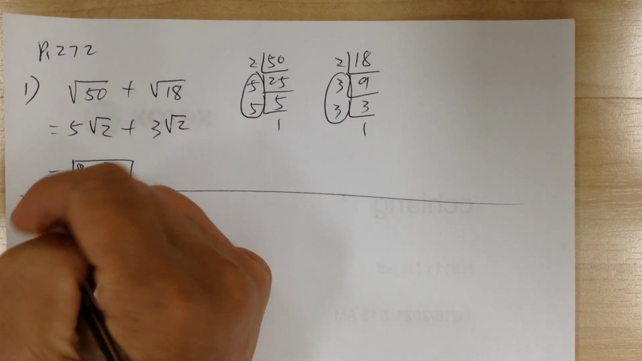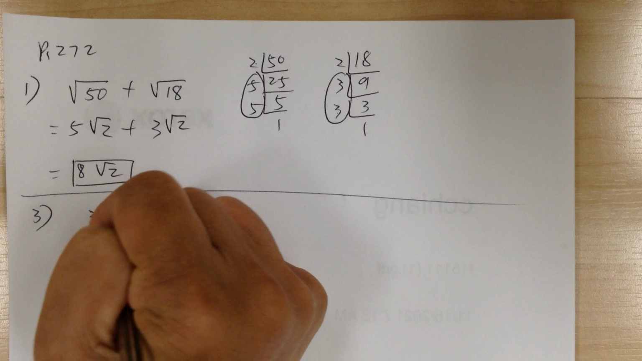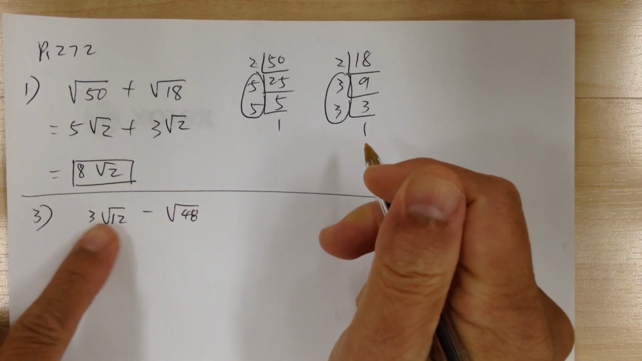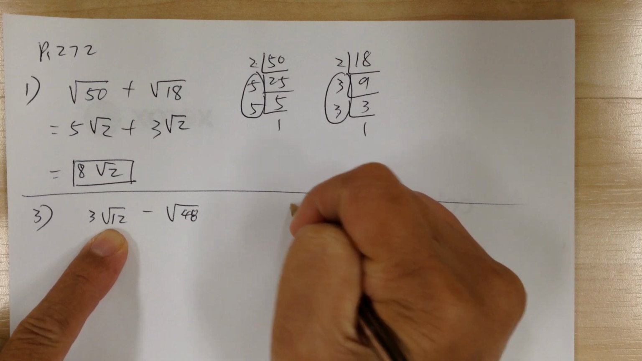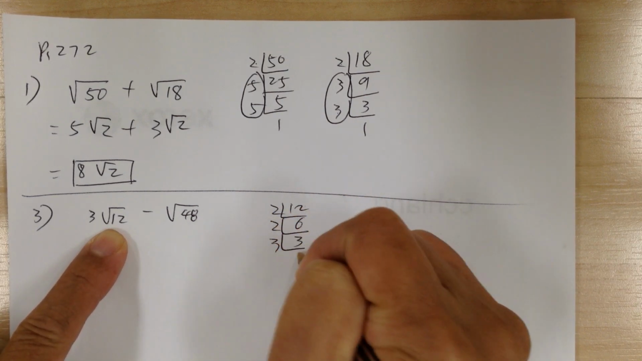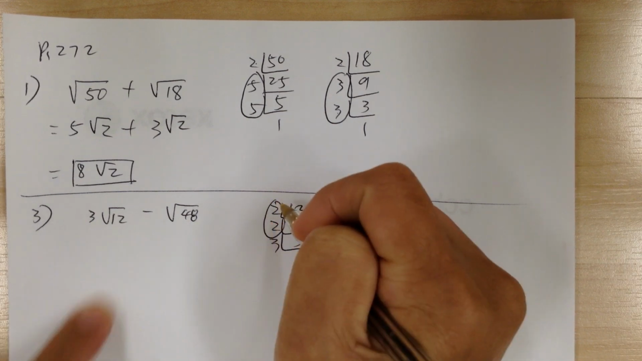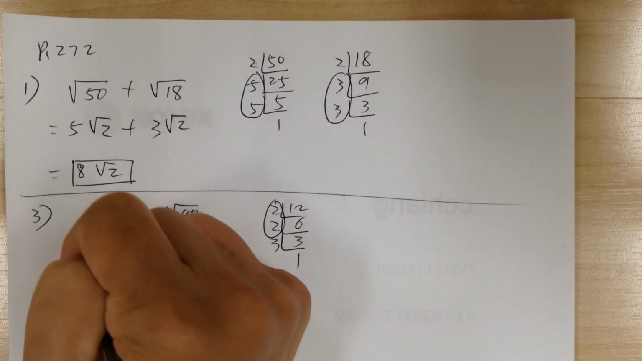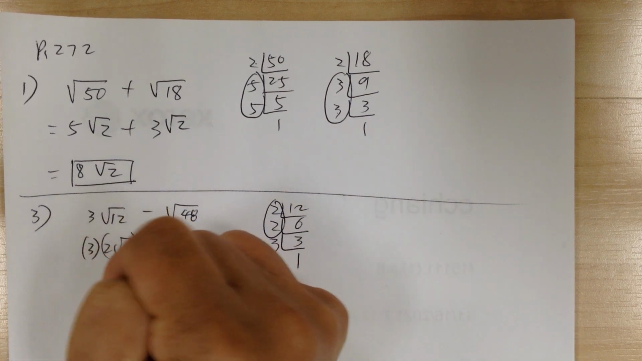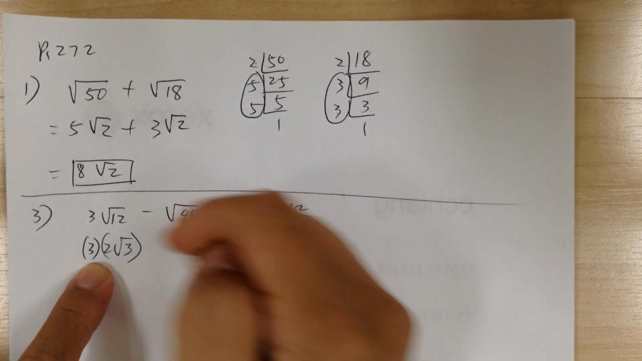Okay, number 3. You have 3 square root of 12 minus square root of 48. Okay. So you can go to the side. So 12 divided by 2, you get 6. Divided by 2, you get 3. Divided by 3, you get 1. So make sure you follow through. So 3 equal to 3. And this part, you're going to get 2 square root of 3. Okay, use a lot of parentheses.